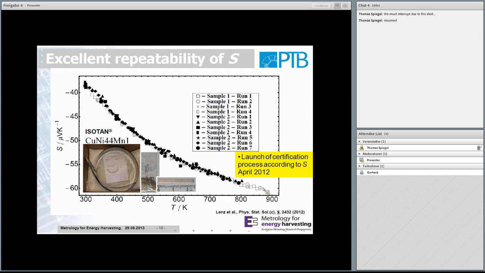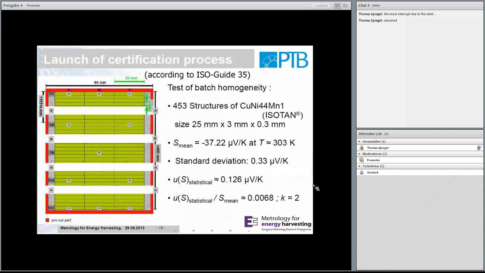So this was in April 2012, and since then there is the ongoing process of the certification. The certification for this Isotan is according to ISO 35, which is a batch certification. And here you just see the sheet which we had cut out from the purchased Isotan.